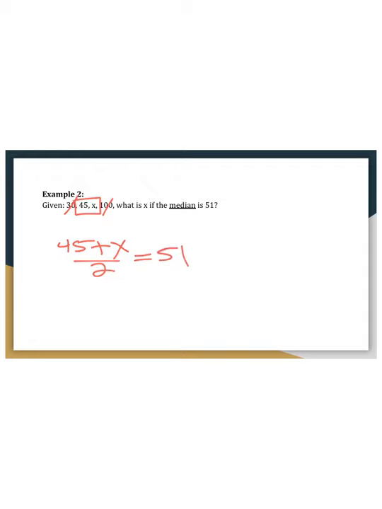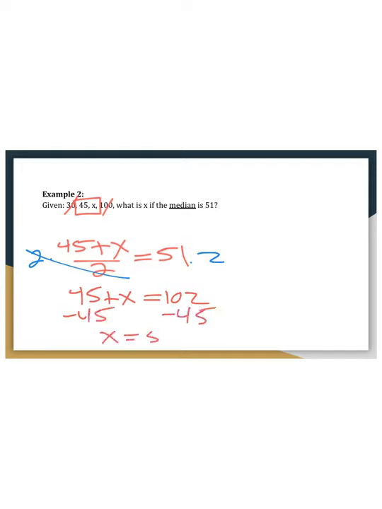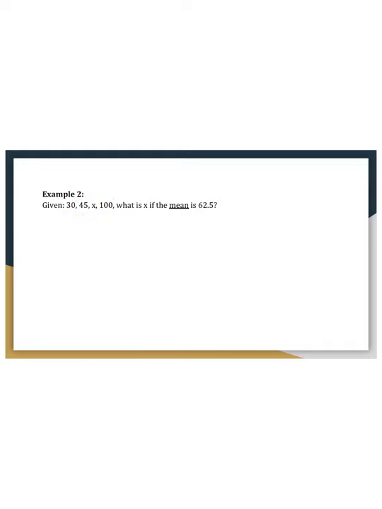I'd like to go ahead and solve for x here. In order to do that, I'm going to multiply both sides by 2, which allows me to cross off those 2's on the bottom. And I now have the equation of 45 plus x is going to equal 102. And then if I subtract 45 on both sides, I can finish solving for x, and we find out that our unknown value has to be 57. So the only way that we would get a median of 51 is if our x value ended up being 57.